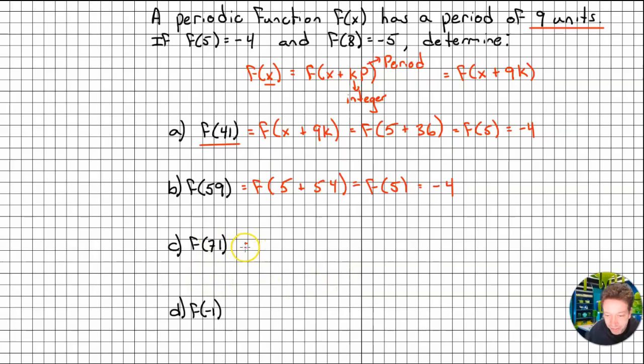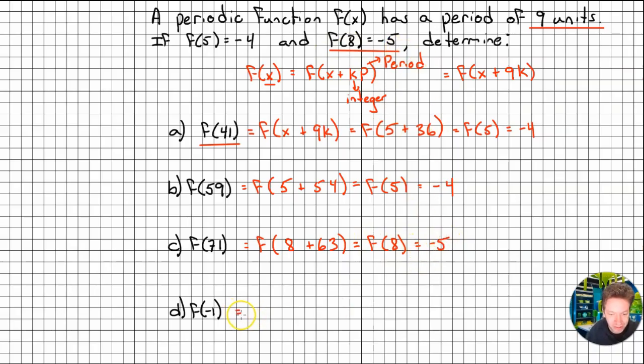Well, what about 71? 9 doesn't go into 71, but it does go into 63. That's the closest to 71 that's less than 71, so plus 63. Okay, so I can write this as 8 plus 63. And so that's going to be the same as f at 8. And we know the value of f at 8. It's right there. It's -5.